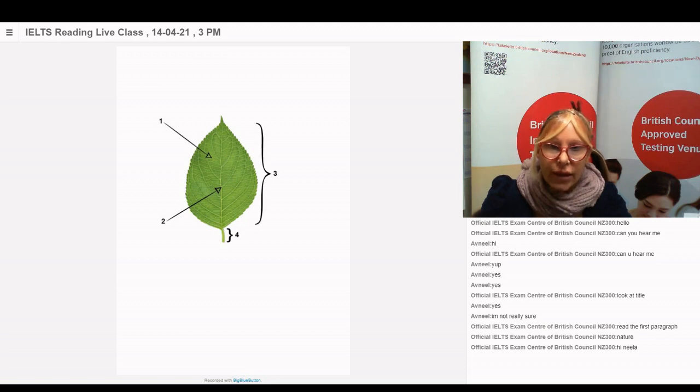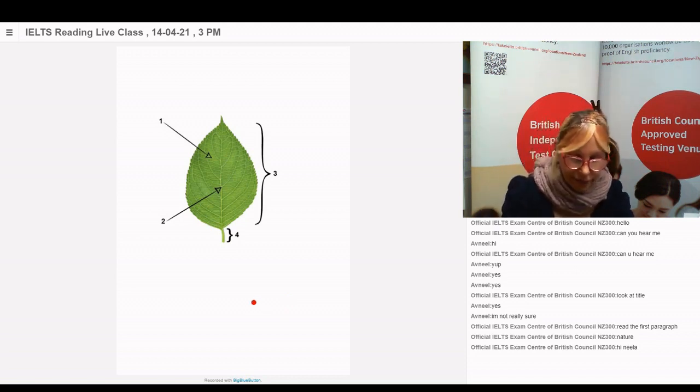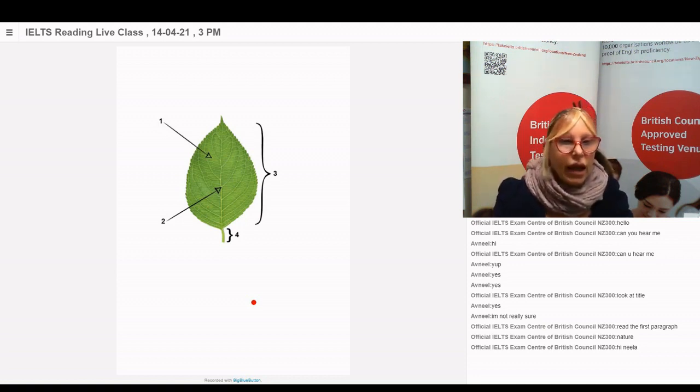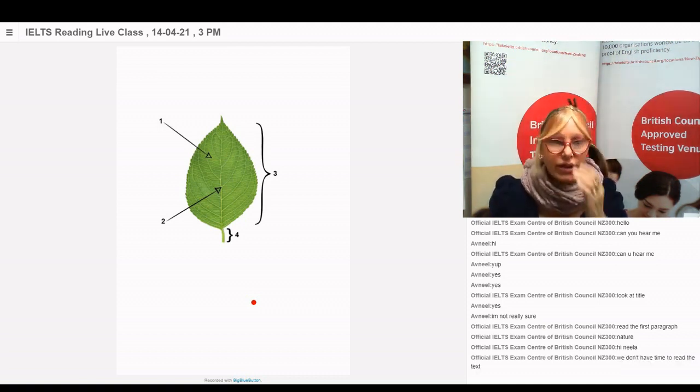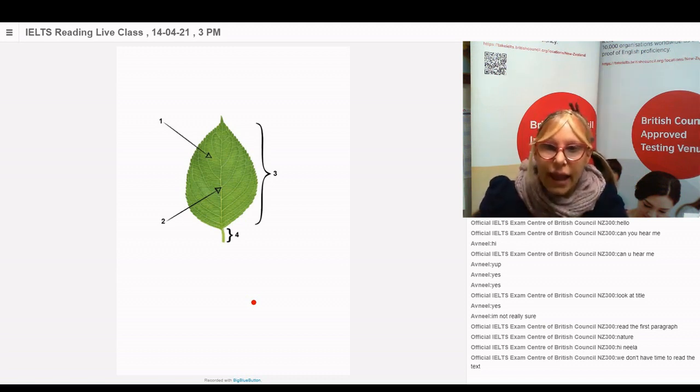So we go straight to our question or our diagram before we read the text. We never read the text. We don't have time to read the text. So we read the title and then we go straight to the questions. Okay, so this is the question part here, which is the diagram, and we are expected to label this diagram.